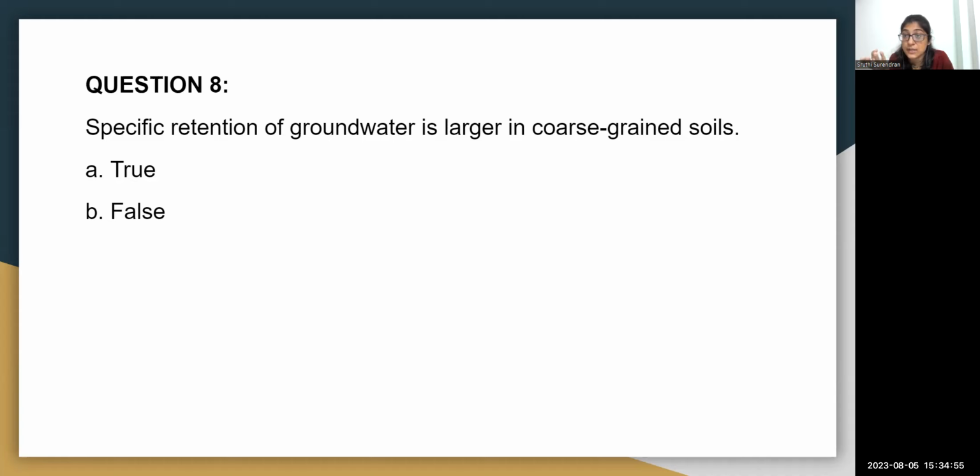Then we can see coarse grained soil, what is the size of the particle? Compare it with clay, what is the size of the particle? What happens to the molecular attraction, or what happens to the amount of water that is retained by a large particle or a small particle? And based on that, maybe make a relation if the statement is true or false. Specific retention of groundwater is larger in coarse grained soil. Is the statement true or false? Is the question.